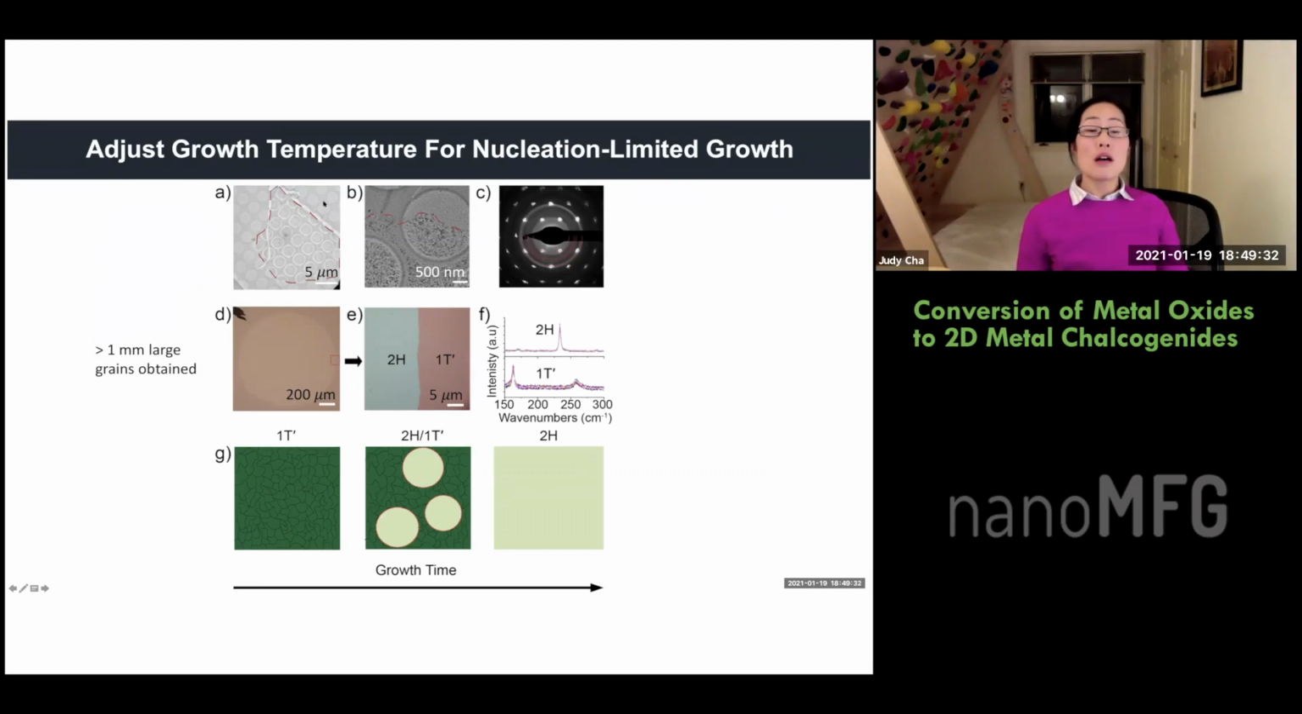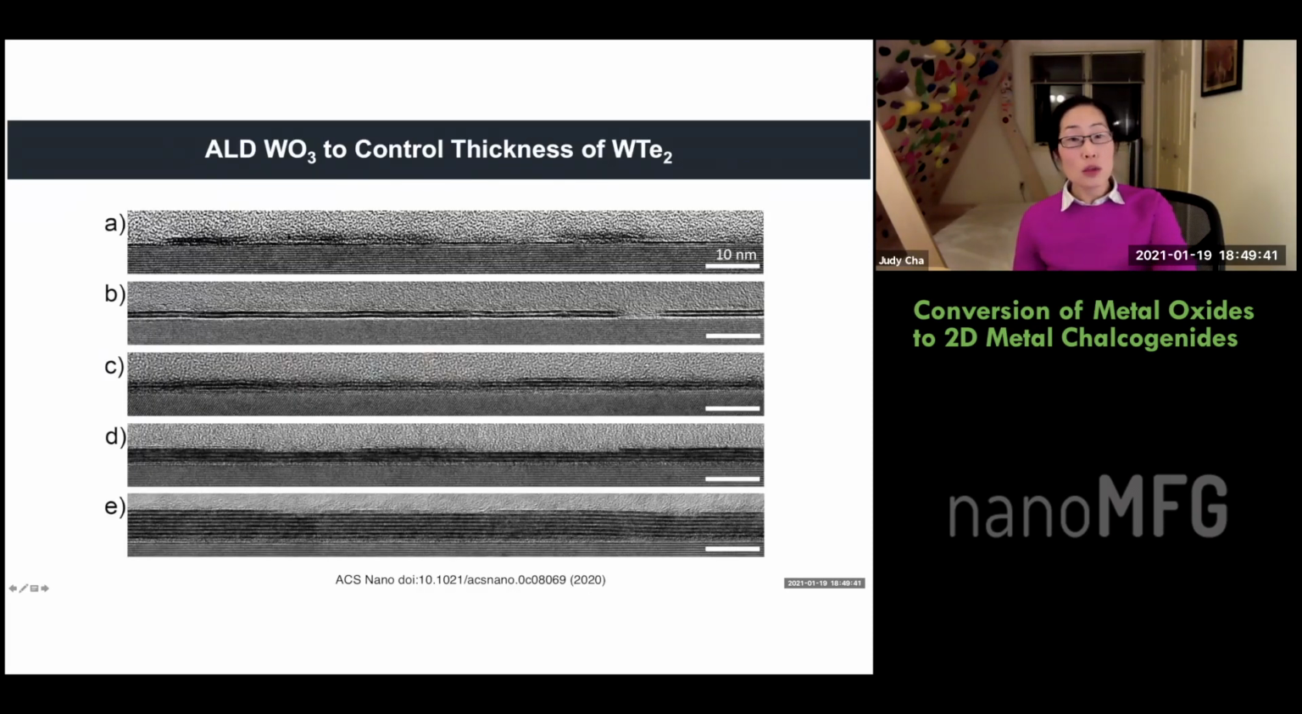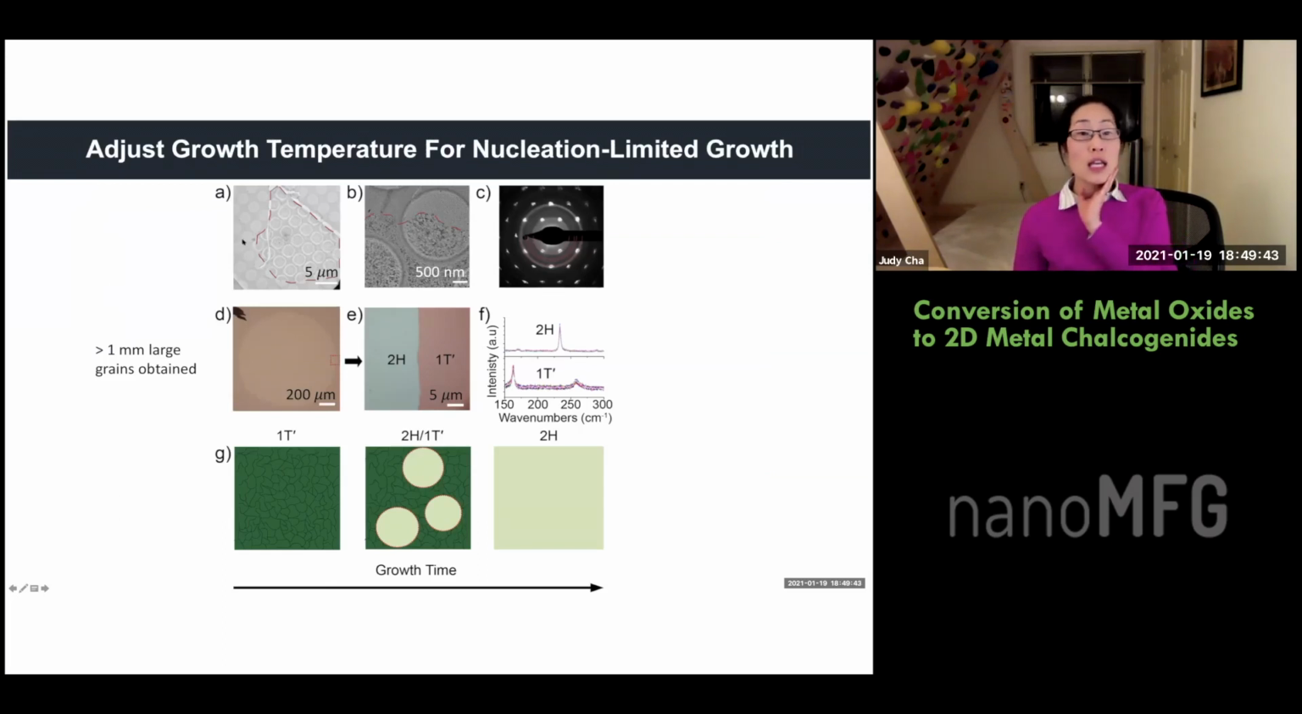We've arrested the growth sort of early so that we can catch the nucleation of a 2H phase in the presence of the 1T prime everywhere. So here these spots are 2H grains, and then the rings are 1T prime. Optically, we let it keep growing. So here's another example. Optically, the 2H one is a little bit fainter.